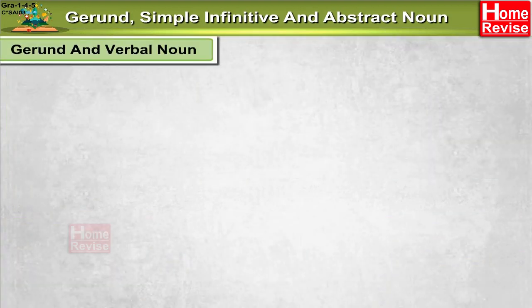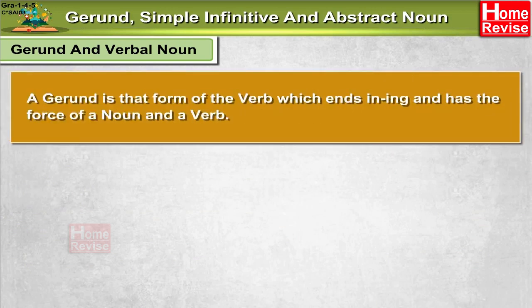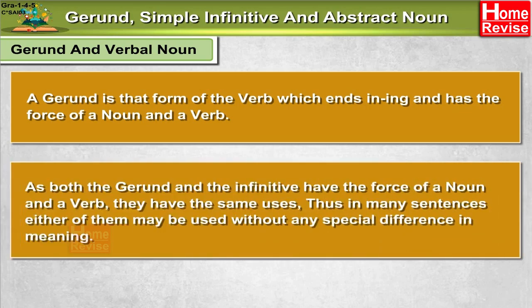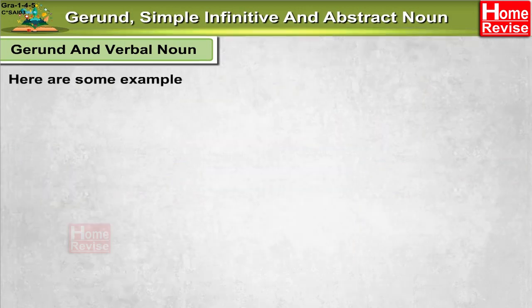Gerund and verbal noun. A gerund is that form of the verb which ends in ing and has the force of a noun and a verb. Wren and Martin. As both the gerund and the infinitive have the force of a noun and a verb, they have the same uses. Thus, in many sentences, either of them may be used without any special difference in meaning. Wren and Martin. Here are some examples.